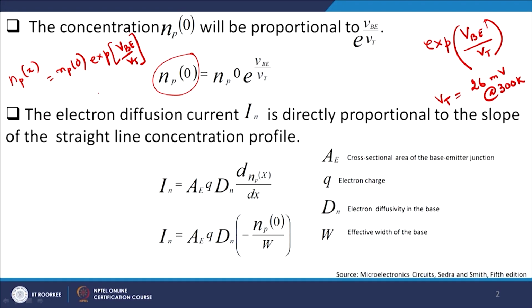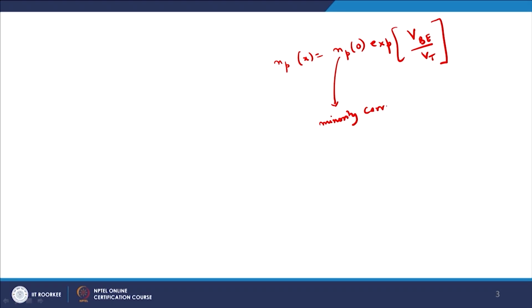Now, what does it tell me about this thing? If Npx is the distance from the base region, Np0 exponential VBE by Vt. As you can see from this basic idea, Np, N suffix p, means this is basically a minority carrier concentration at p type. So, it is for the p type base at x equals to 0.